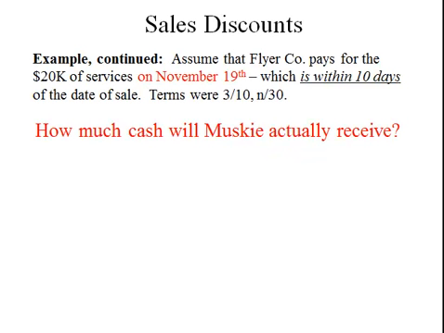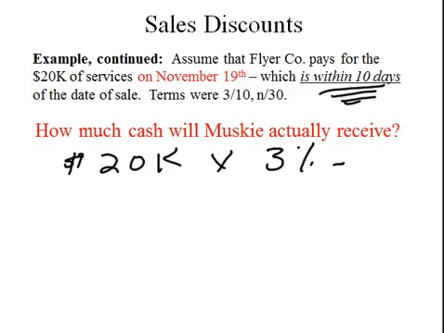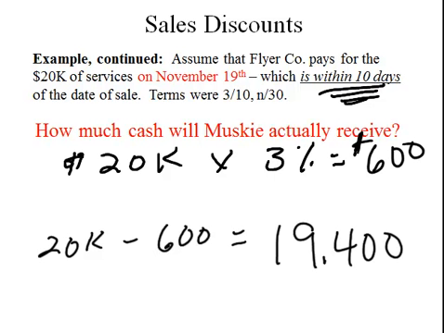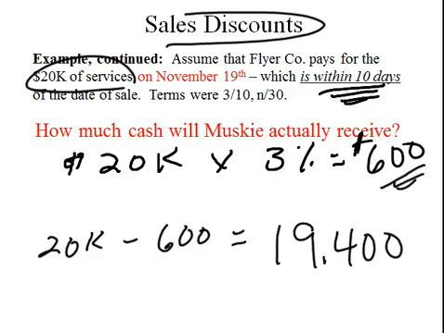If on November 19th, which is within the 10-day discount period, the customer makes payment, how much cash will we actually receive? $20,000 multiplied by 3% discount is $600. Muskie will receive only $19,400 for the $20,000 of services that were provided. The $600 represents a sale discount, an incentive for the customer to pay quickly.